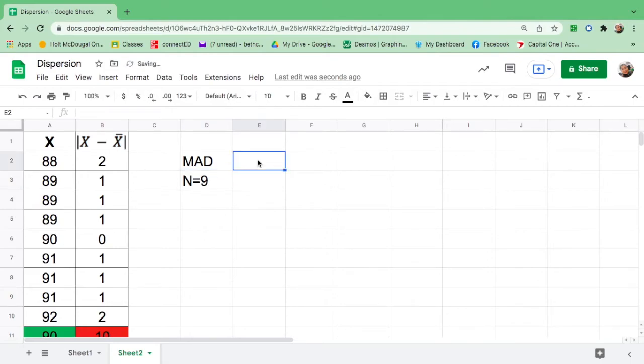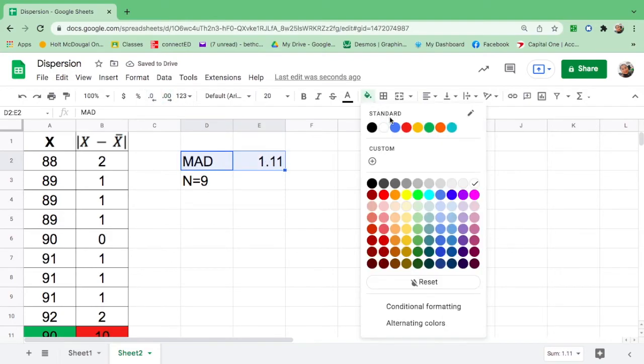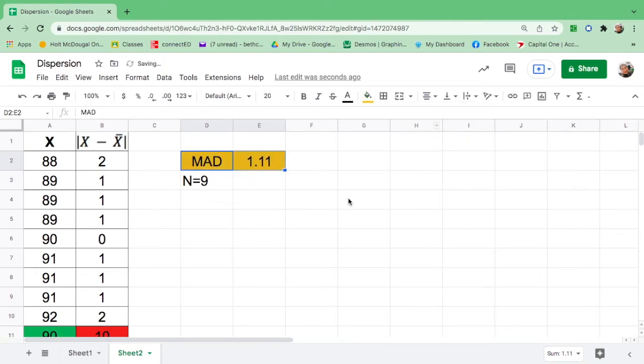So to find the MAD, equals, click the total, which is 10, divide by 9, equals. Then you can round your answers to 2 decimal places by decreasing the decimal places to 2. So your mean absolute deviation is 1.11.